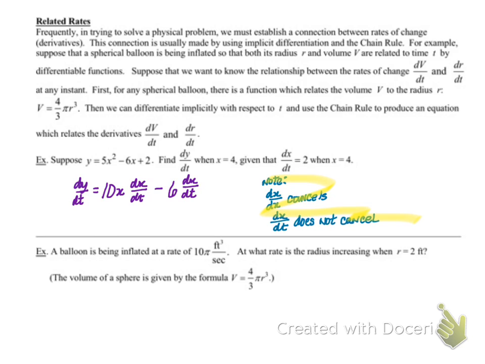But we also need to notice that we are taking that derivative at a particular point in time when x equals 4, the rate of x with respect to time is 2. So we need to plug in or substitute x with 4 and dx/dt with 2 and solve for dy/dt.